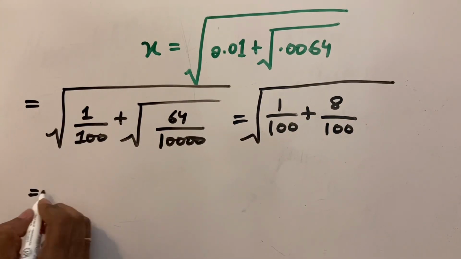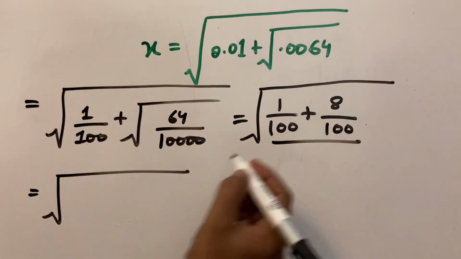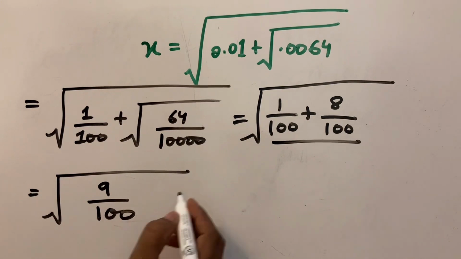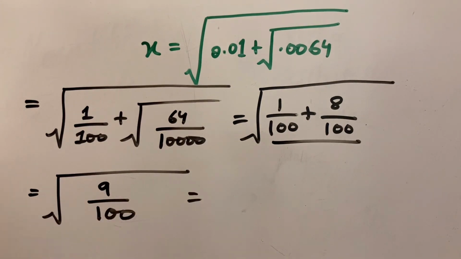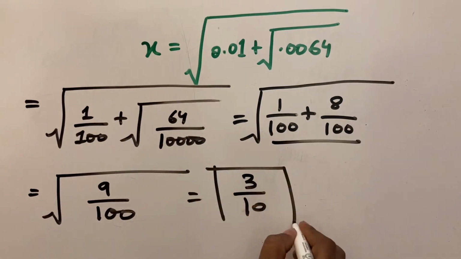This simplifies to square root. After adding this comes 1 plus 8, 9 divided by 100. Further, the square root of this value gives 3 divided by 10. So this is our answer.